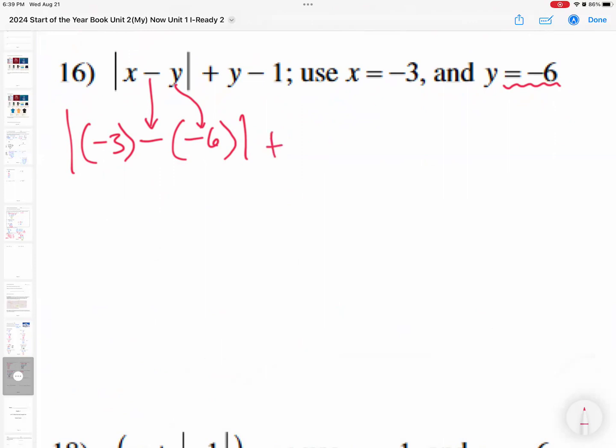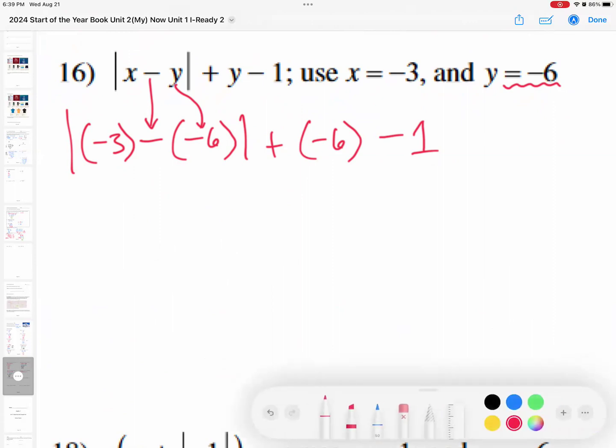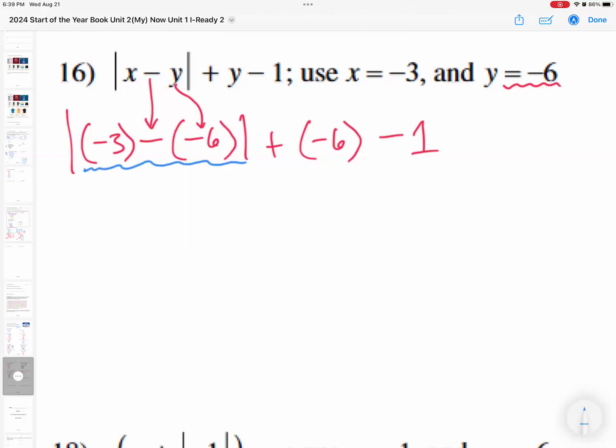Plus, our y on the outside of that absolute value is -6 minus 1. So that's why that first step is so important. So you're getting all the correct signs in where they belong as you just dump the numbers in without any real math going on. Now, the absolute value, this is seen as our grouping. And so within that grouping, we have our -3.